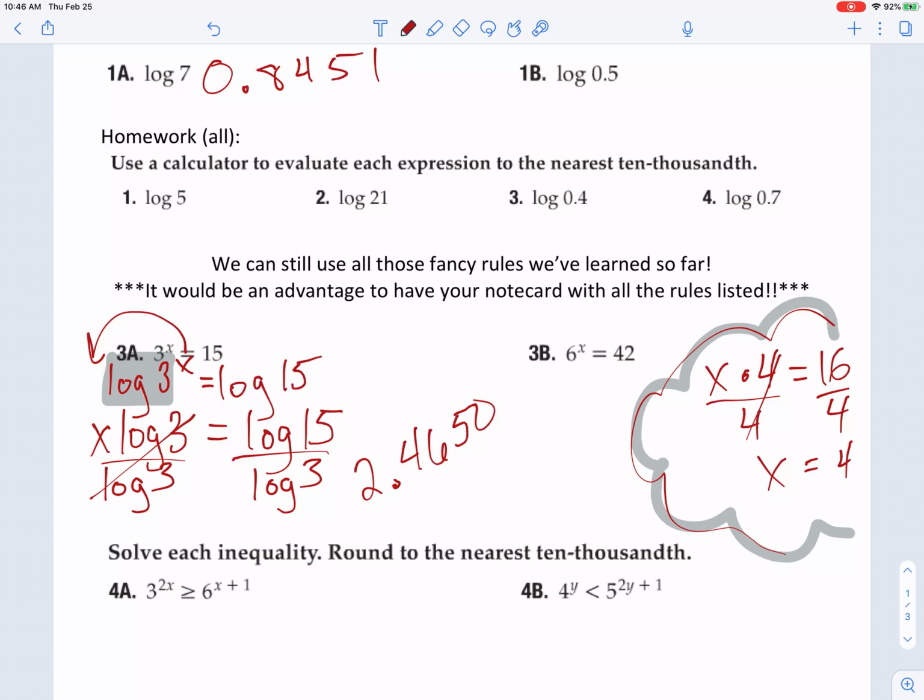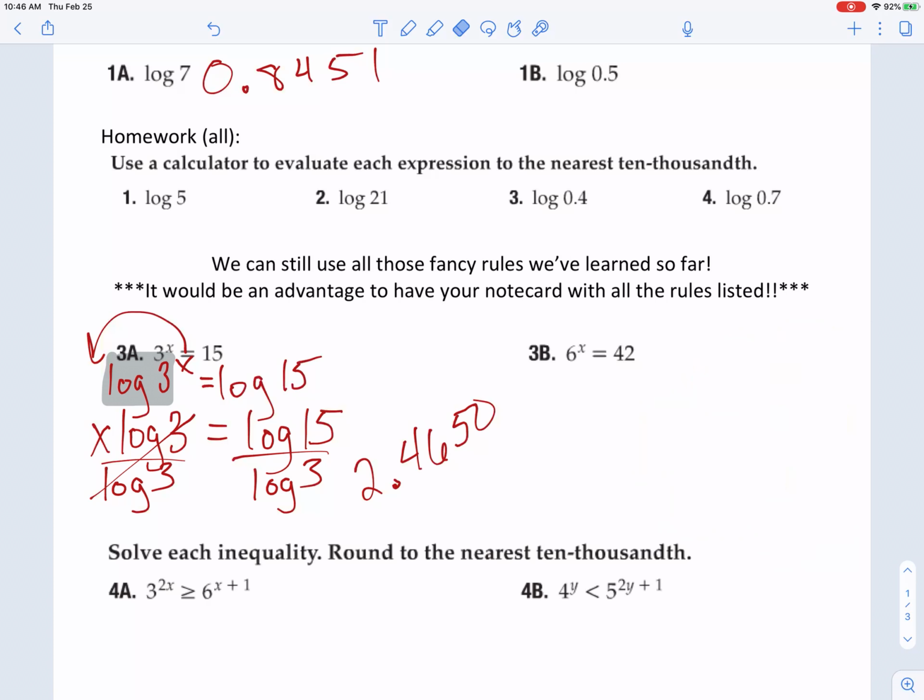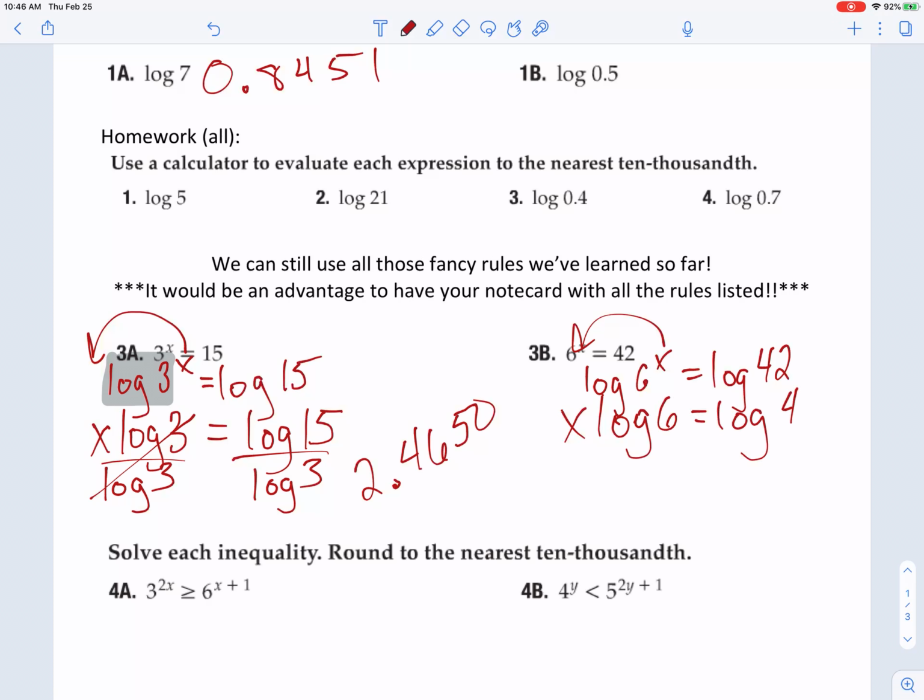I'll do another one here. I have to erase this. So again, I can't make base 6 and 42 have the same bases here, so I'm going to add a log to both sides. And I'm like, man, I don't know. Doesn't really look easier yet. But I pull that x over, x log 6. That's a log, not a y. And now that x is just being multiplied by log 6, so I can totally just divide.